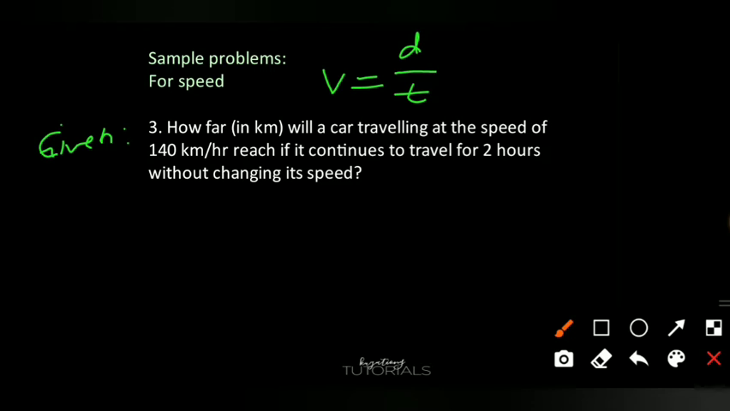Given. So we have duha, di ba? Kini og harani ang 2 hours. So ang atong given, we have the speed, di ba? Kay kilometers per hour which is 140 kilometers per hour. Di ba?